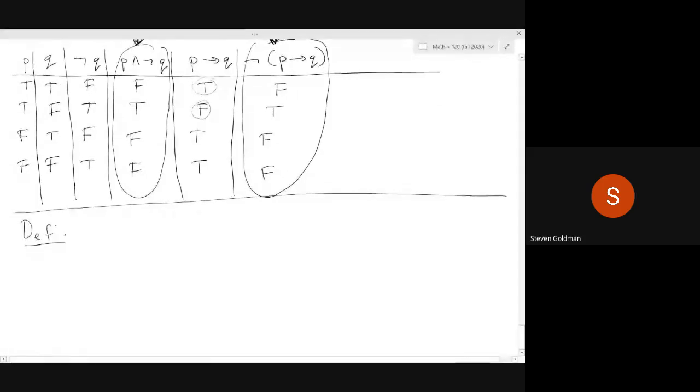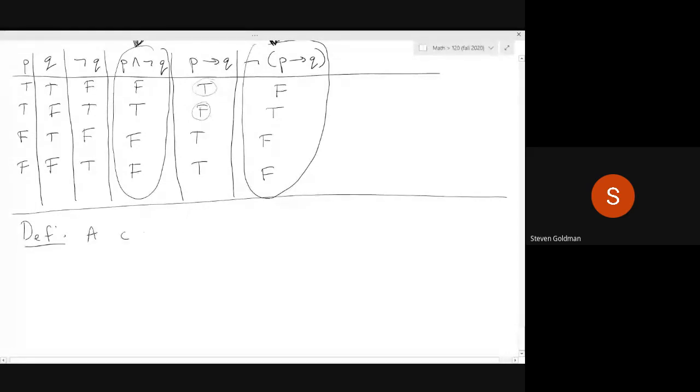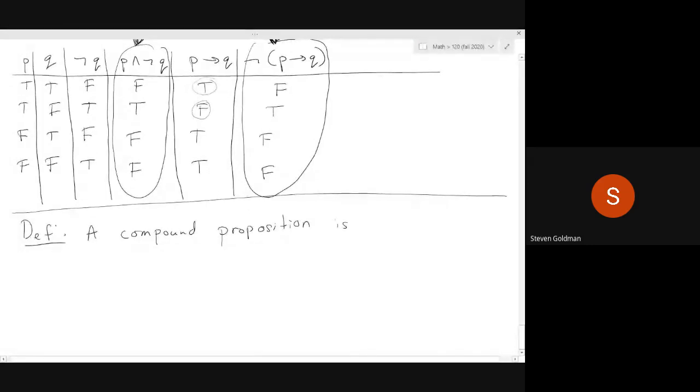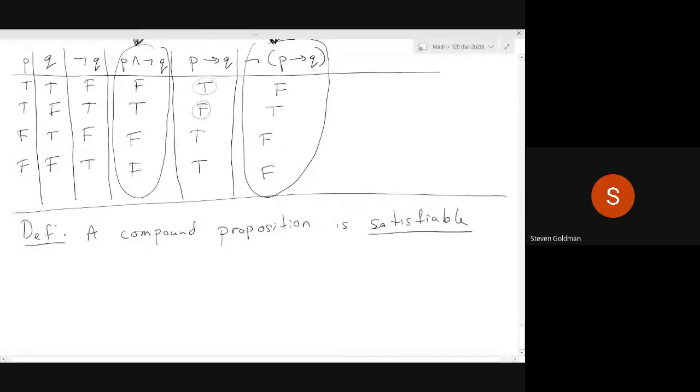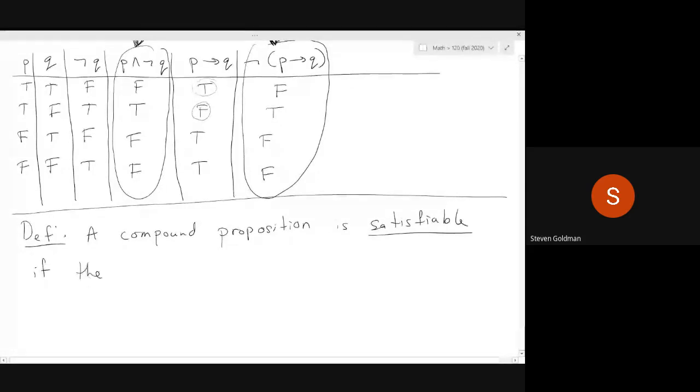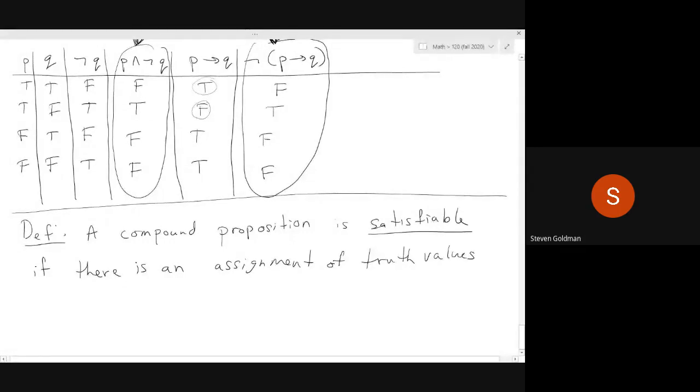So definition. A compound proposition is satisfiable if there is an assignment of truth values to its variables that makes it true.